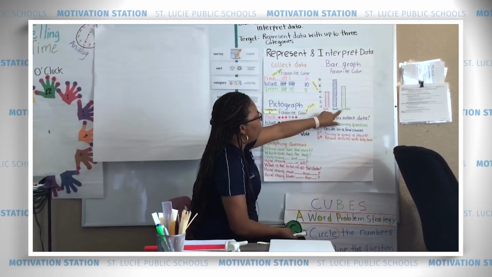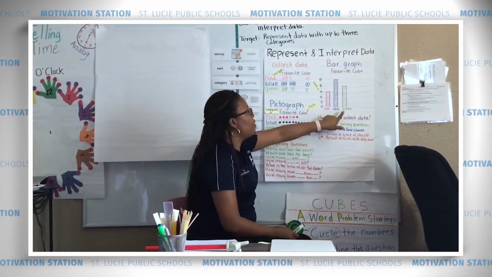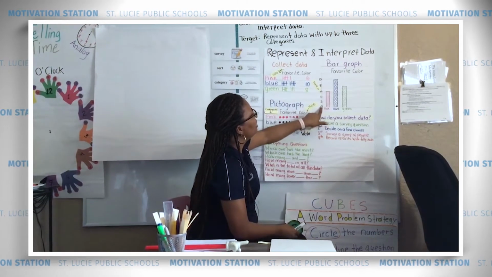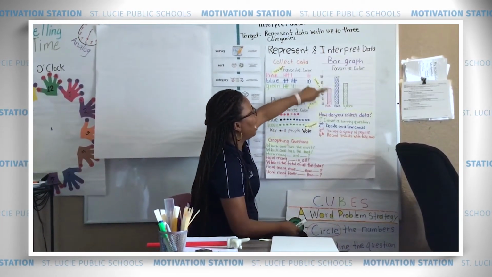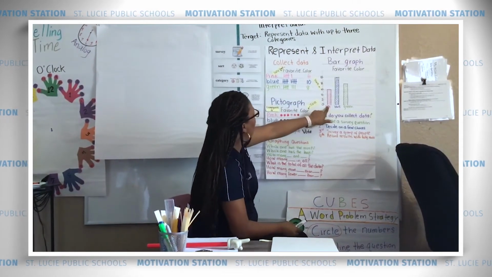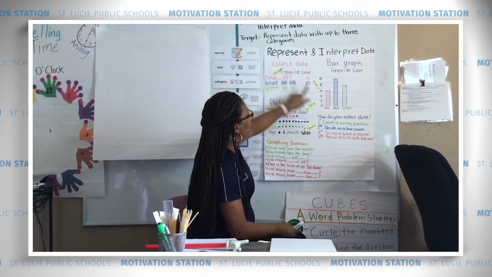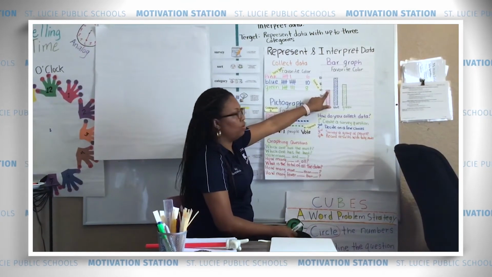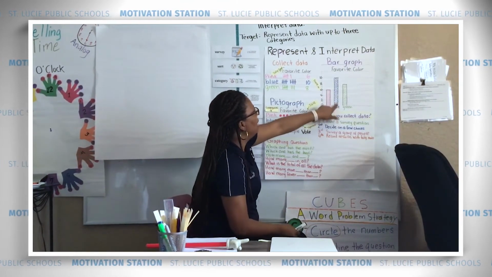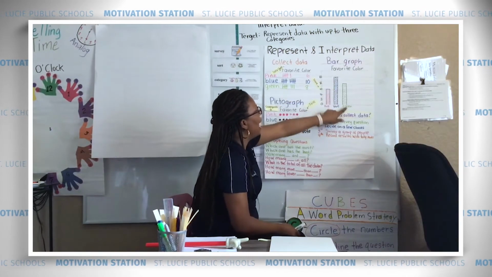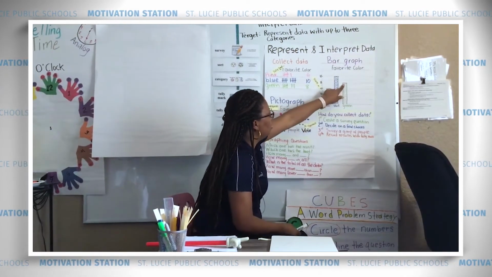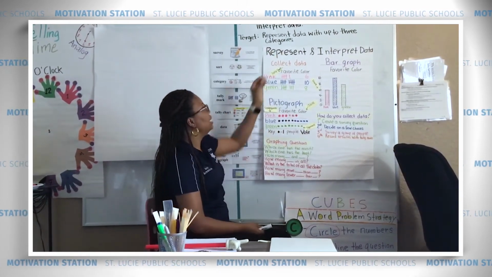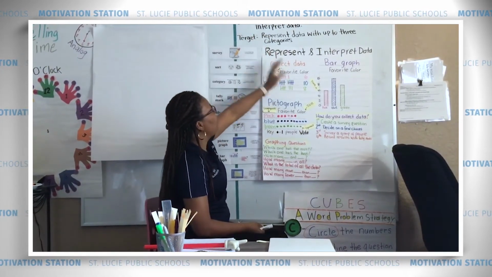Over here are my categories. What am I surveying? Pink, blue, and green. And this is my scale. This is the number of votes that I got. So pink again, going back to my tally chart, pink had how many votes? Pink had 6 votes. Blue had 10 votes. And green has 8 votes.